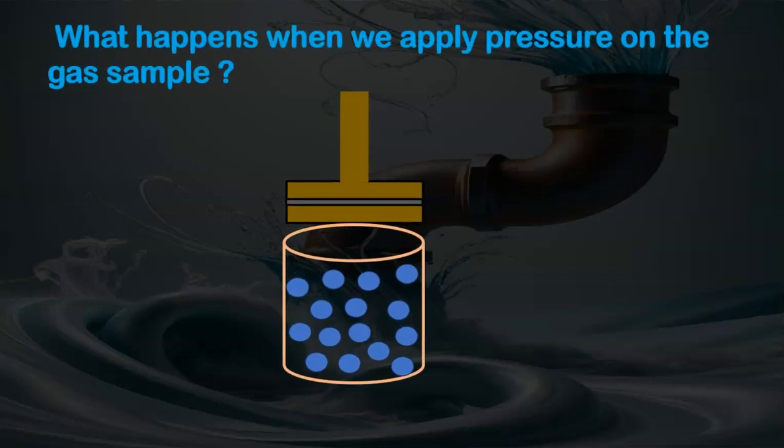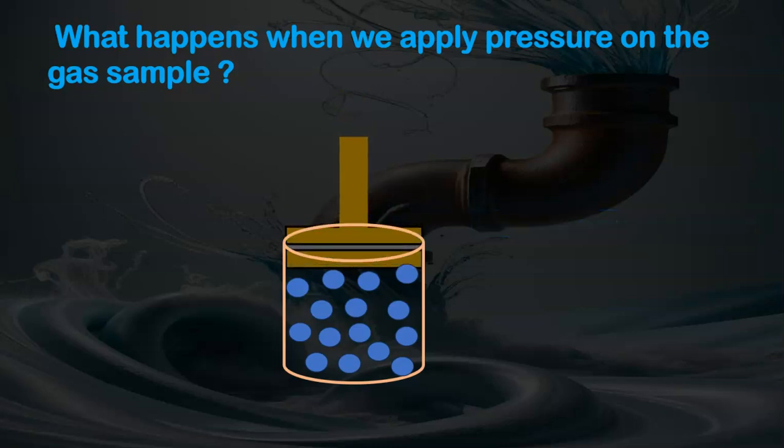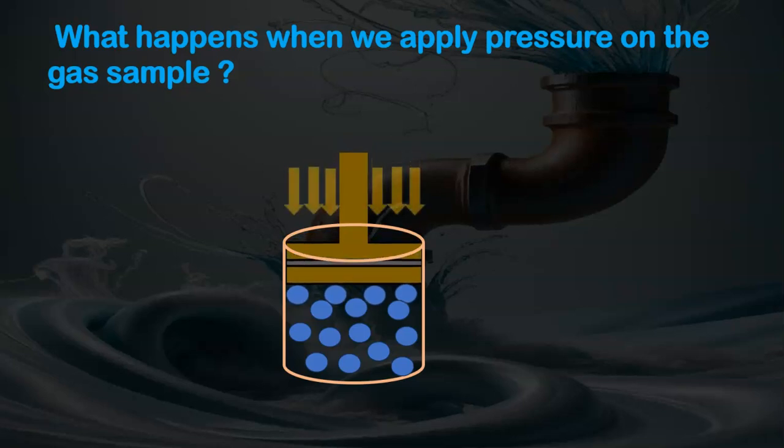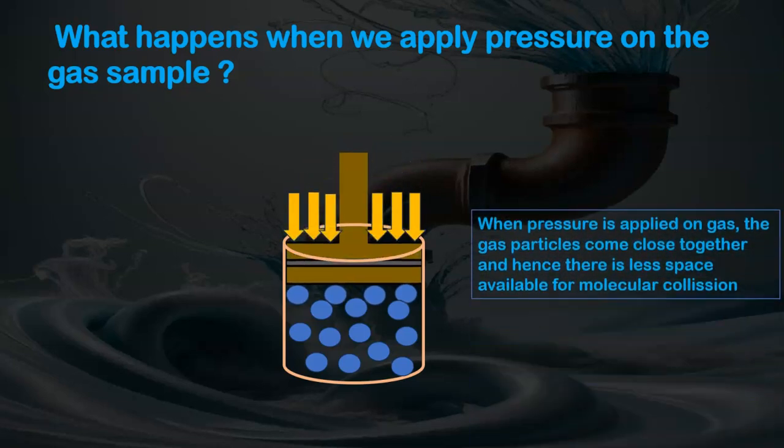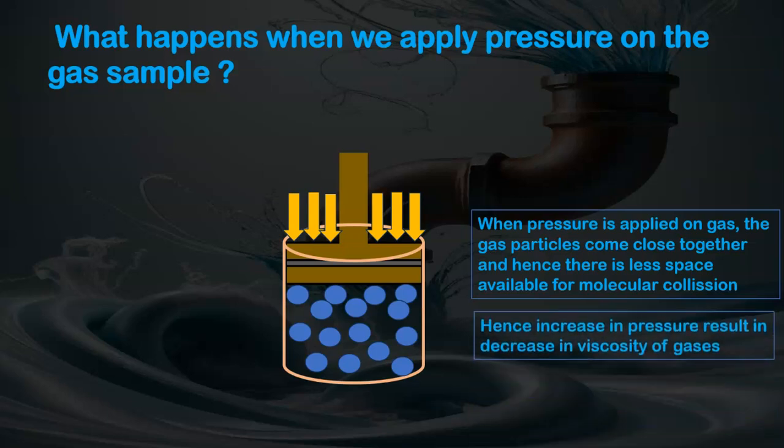Now, what happens when we apply pressure on the gas sample? So these are the gas molecules in an empty container. You know that the empty container has air molecules. So when we compress with the help of a piston, when pressure is applied on gas, the gas particles come close together, and hence there is less space available for molecular collisions. Hence, increase in pressure result in decrease in viscosity of gas, because the space available for molecular collisions is less, and hence there will be less molecular collisions.